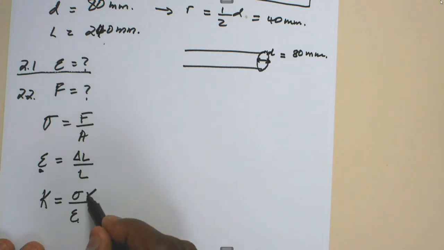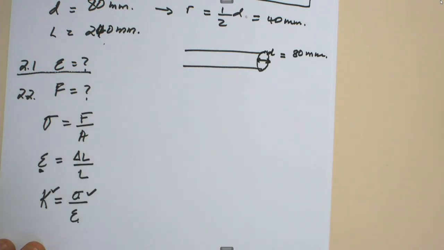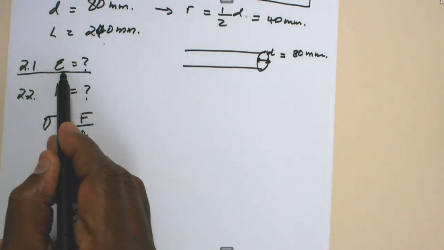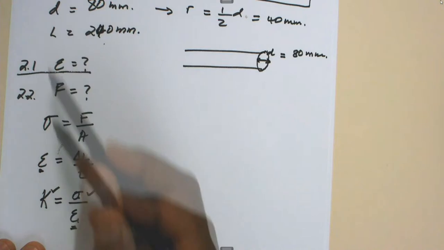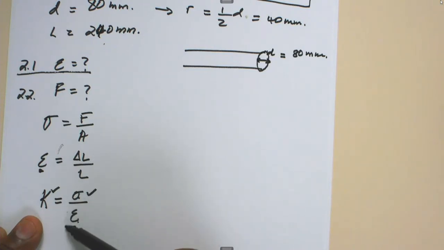We have this stress, we have the modulus of elasticity, then we can calculate E, that is what is required there. So if we know this formula, we can identify which formula to use to calculate that. What we need to find is the strain.